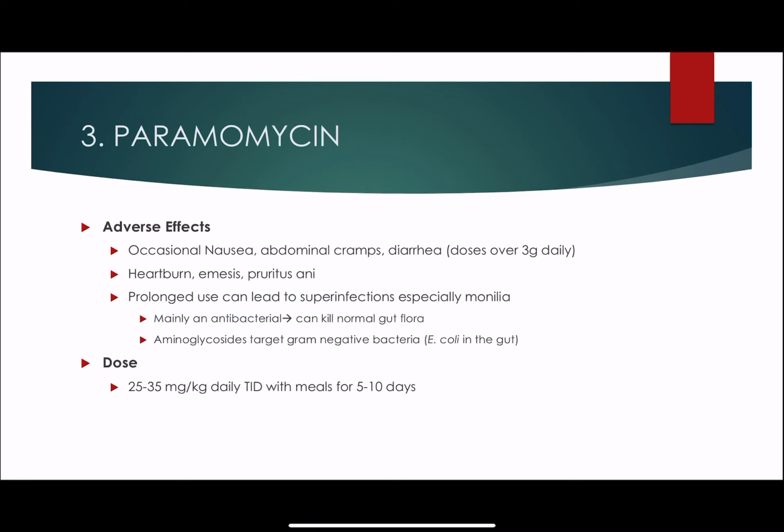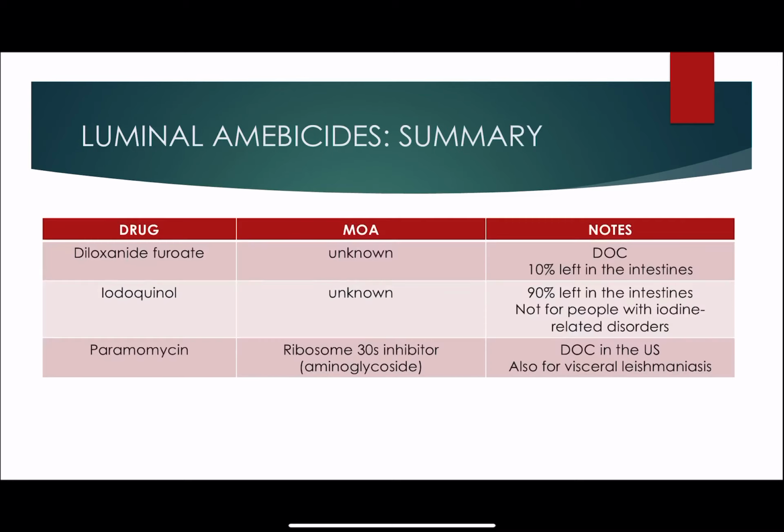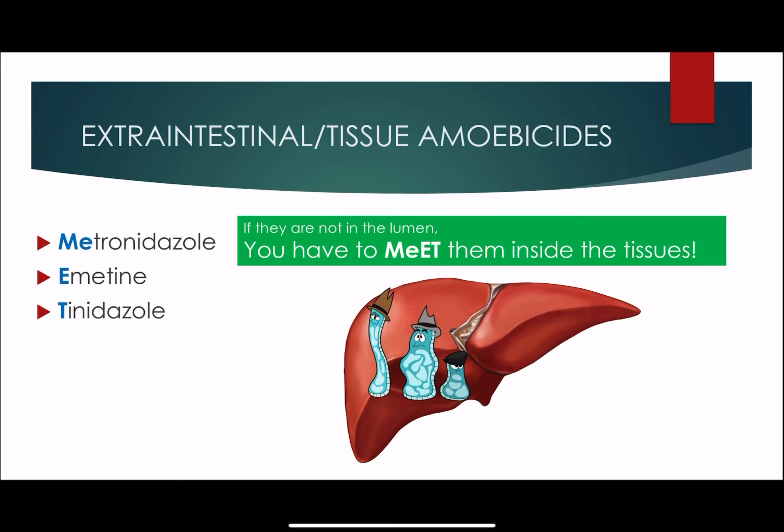So this is the dosage. Just a reminder, unknown MOA for diloxanide furoate and iodoquinol. Paromomycin is a 30S subunit inhibitor. So now we already discussed the 3 luminal agents. Let's now go to the extraintestinal or the tissue amoebicides.